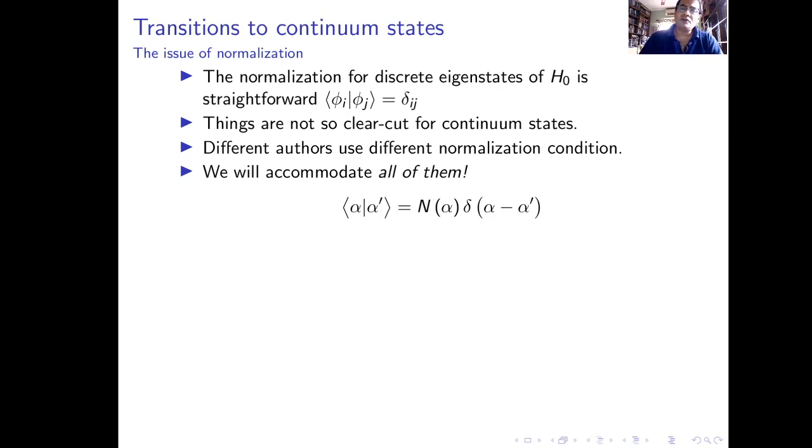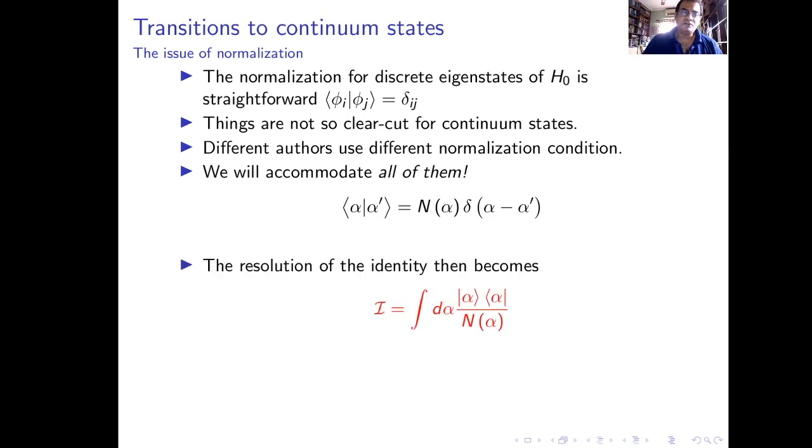Some authors choose just 1. To them, the overlap of alpha and alpha prime is simply the delta function. Some authors choose 2 pi h cross times delta alpha minus alpha prime for the overlap, which means n of alpha is 2 pi h cross. Some other authors, depending on what their major goal is, choose some other form. So we are leaving this particular form open at this stage, some function n of alpha.